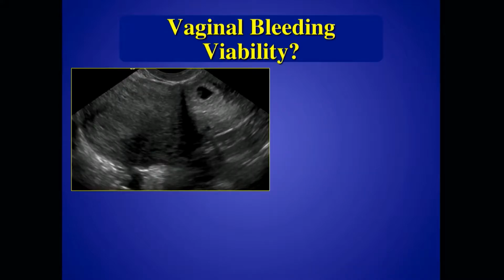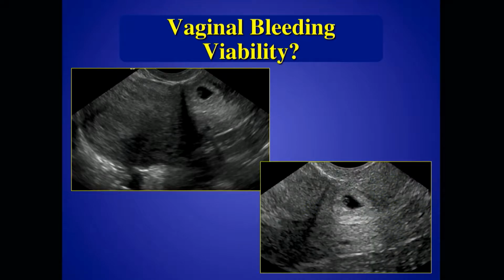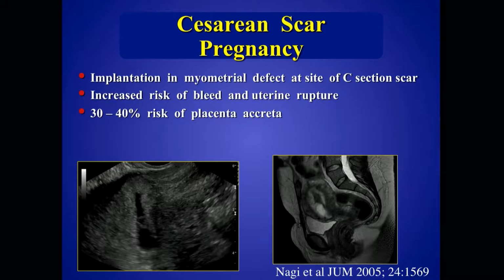Now, here's a patient with vaginal bleeding and trying to determine if there's viability of the pregnancy. And again, here we have a sagittal view and another low-lying gestational sac. And here we take a close-up view and we notice that the sac is not really in the cavity. The sac is located up against the anterior myometrium in the lower uterine segment. And that is the classic location for a cesarean scar pregnancy.